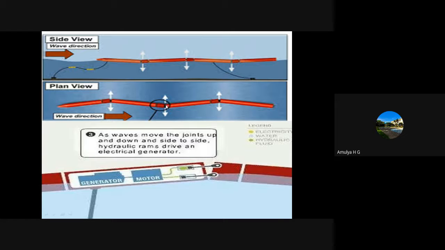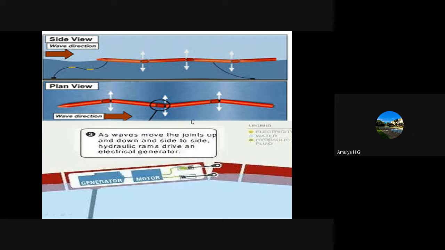Here you can see the encircled part. We have the tubular joints that are attached to the hydraulic ram. This hydraulic ram will restrict the motion of these joints of the PLMS. The hydraulic ram pumps high pressure oil through the hydraulic motors. This hydraulic motor drives the electrical generator in order to produce electricity. This is how the PLMS or the attenuator converts the wave energy into electricity.